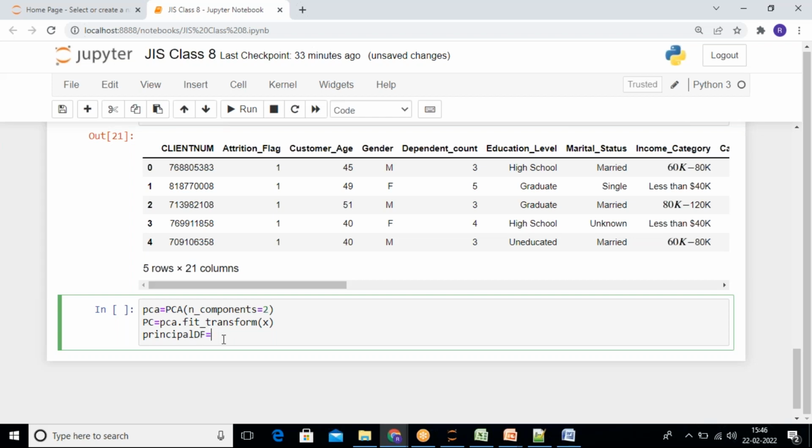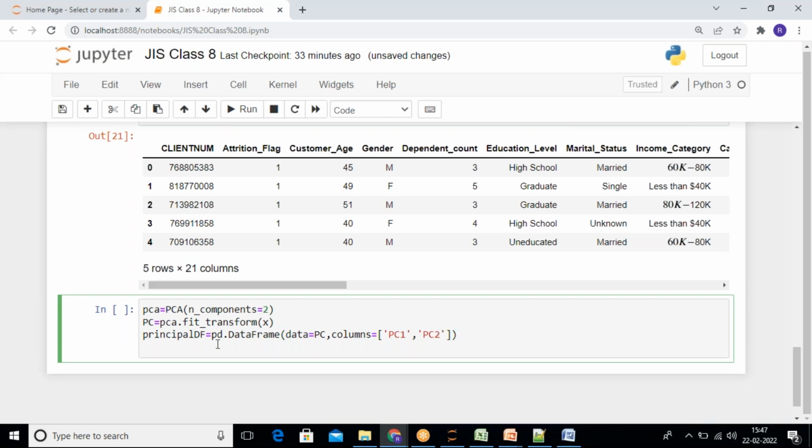Here, suppose principal_df equal to pd.DataFrame, with data equal to pc. Inside pc we have the transformed data, and I said that I have taken n_components as 2, meaning I am going to transform it into 2 dimensions, 2 principal components. The name of the first column is going to be, suppose, PC1, and the name of the second column is going to be PC2. So I have reduced from 21 to 2.